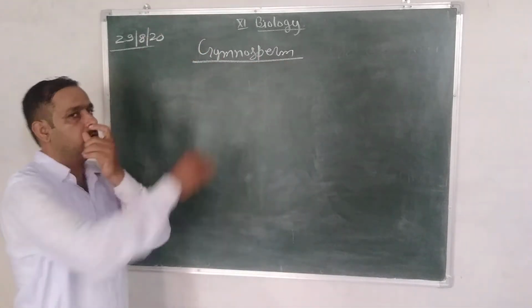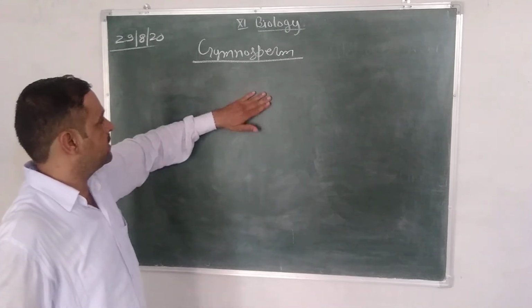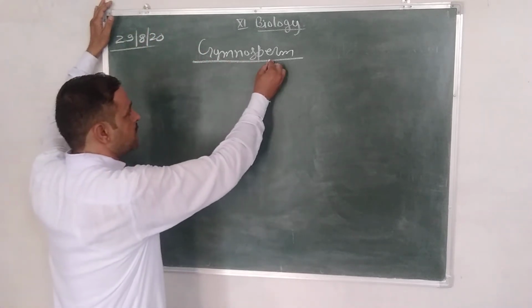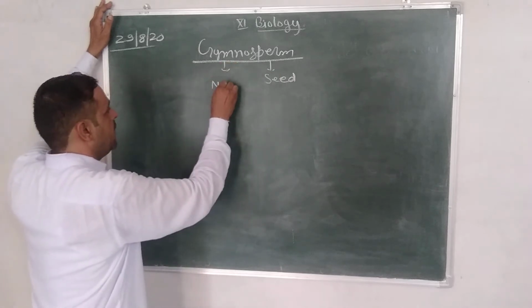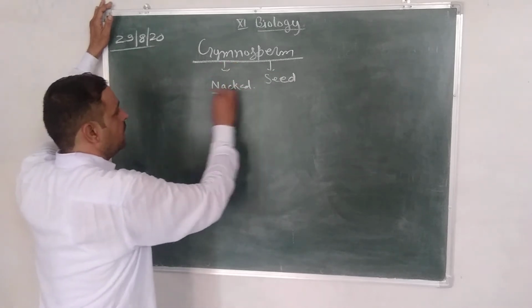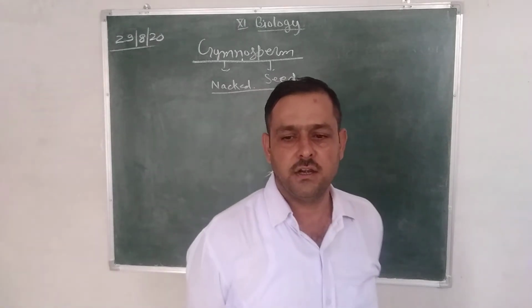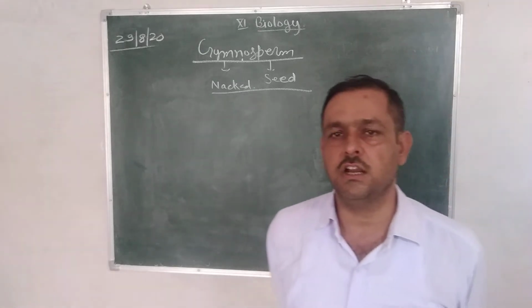First of all, when we want to split this word, it is into gymno and sperm. Sperm means seed and gymno means naked. Then what is the definition of gymnosperm? The plant in which seeds are naked, or a non-flowering, naked seed plant.